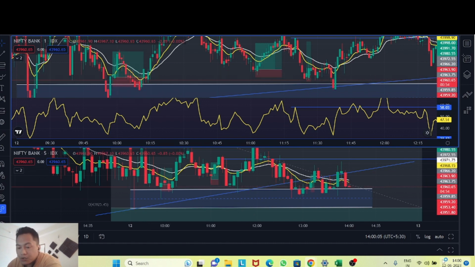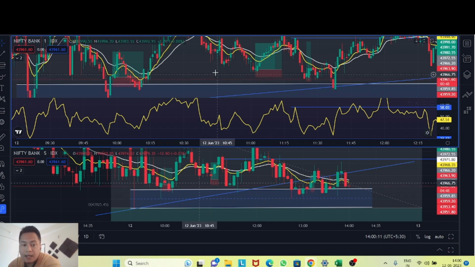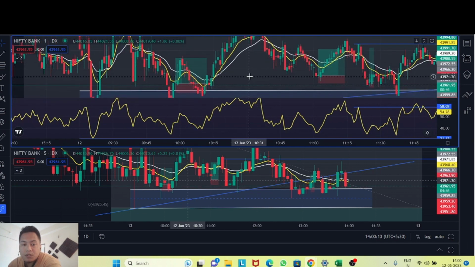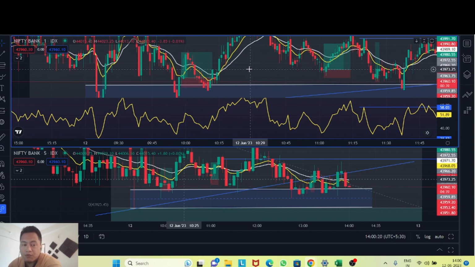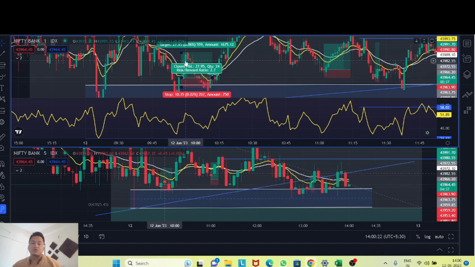Right now the time is 2 p.m. and the market still has one and a half hours till it closes. However, for me, the trading has been stopped.